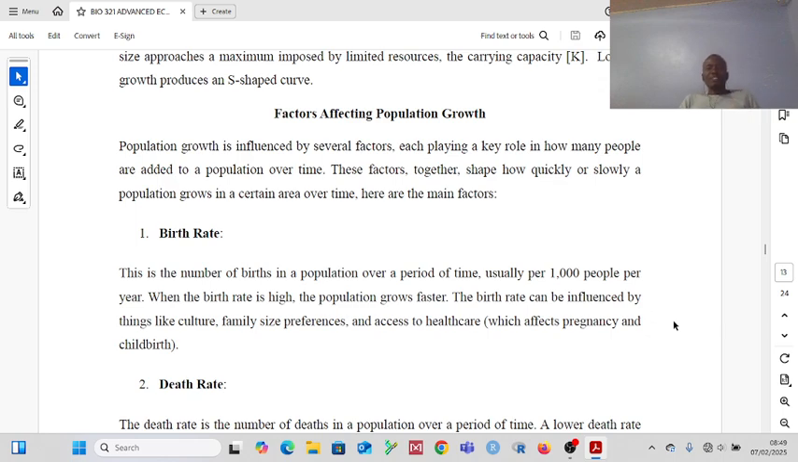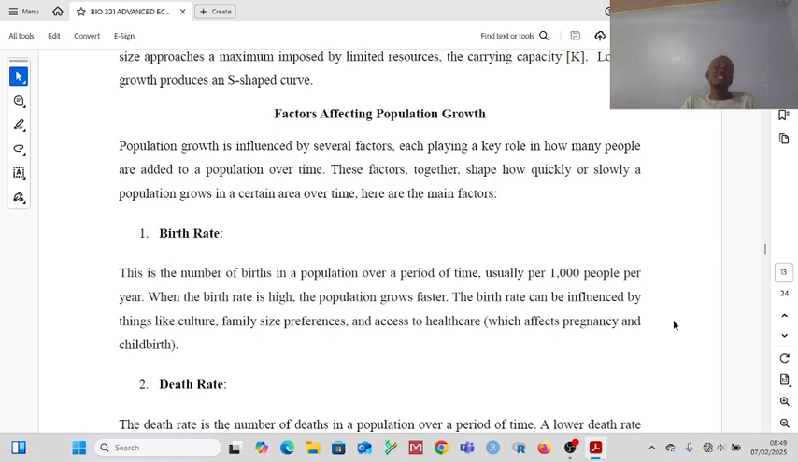So the change in size for any population is affected by several factors. We had mentioned them, but here we give a closer look. Birth rate is the number of births in a particular population over a period of time. So when you have a high birth rate, which means watu wanazaana kwa wingi, then we expect that the population will grow faster.